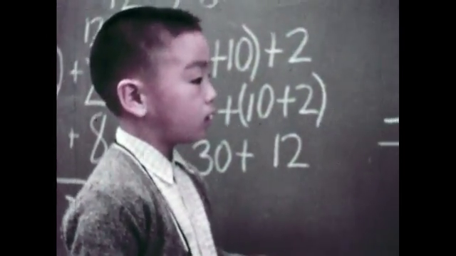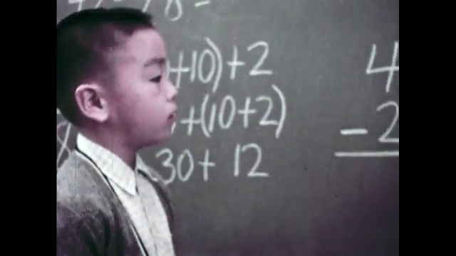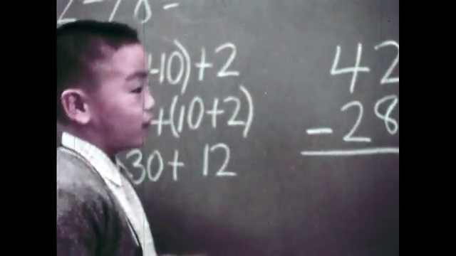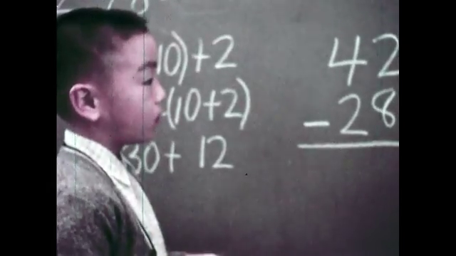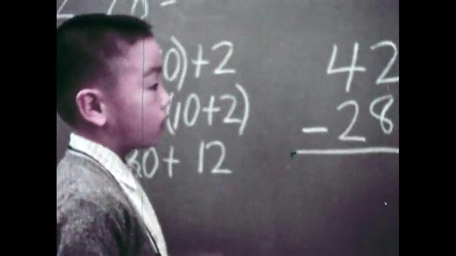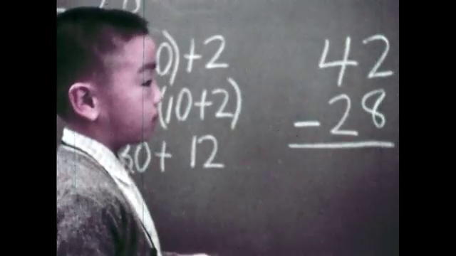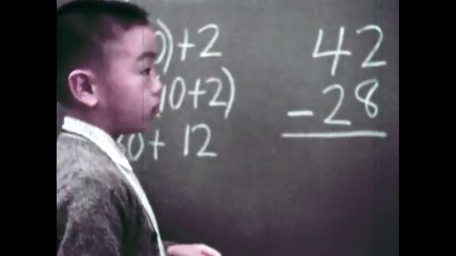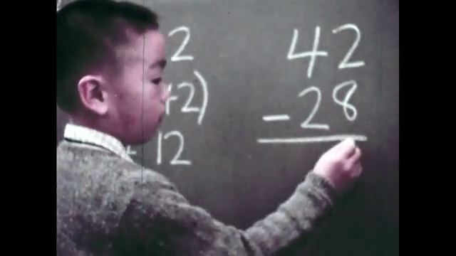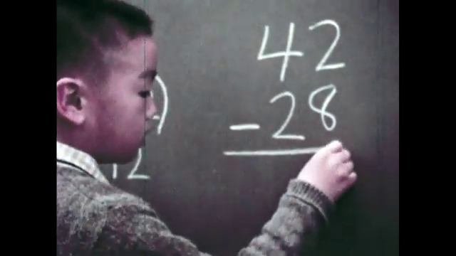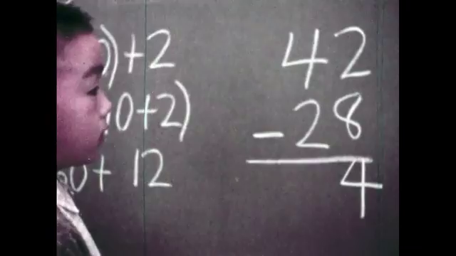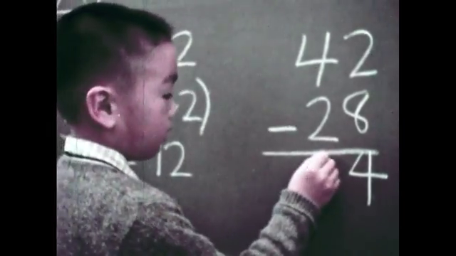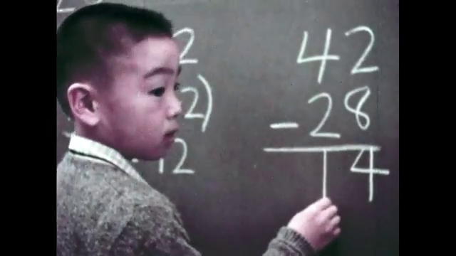Well, you can't take 8 from 2. That would be a neat trick, wouldn't it? Yes. So you take a 10 away from the 4 tens, so the 2 becomes 12. Then what? So 12 minus 8 is 4. And 3 tens minus 2 tens is 1 ten. I see. You remember you only had 3 tens left there, right?